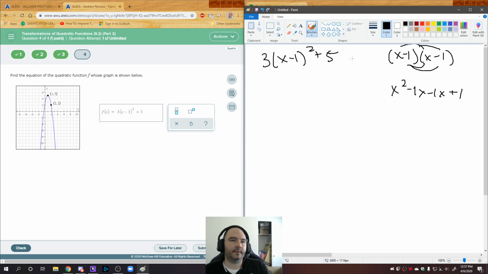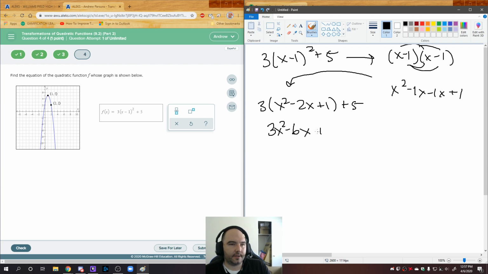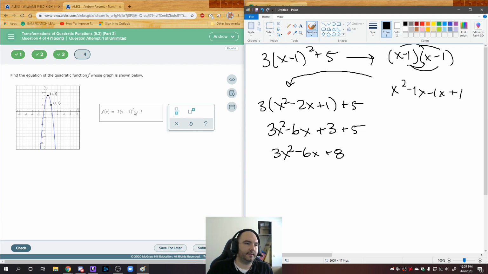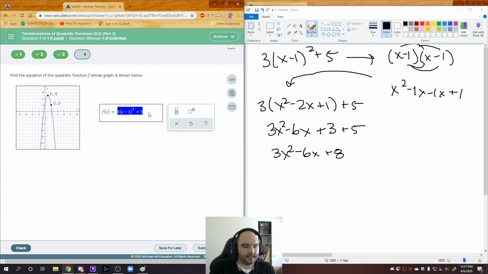And so what will happen is this will come back as 3 x squared minus 2x plus 1. That's what all the insides turn into when you square them. You get 3x squared minus 6x plus 3 plus 5. And then you get 3x squared minus 6x plus 8, because you can combine that 3 and 5 together at the end. So here I will write as much, 3x squared minus 6x plus 8.